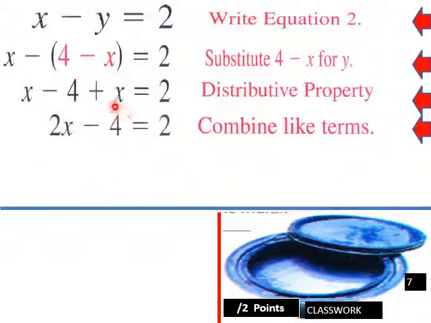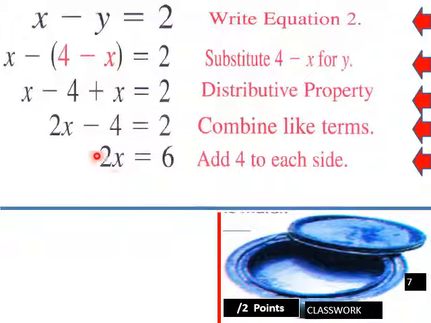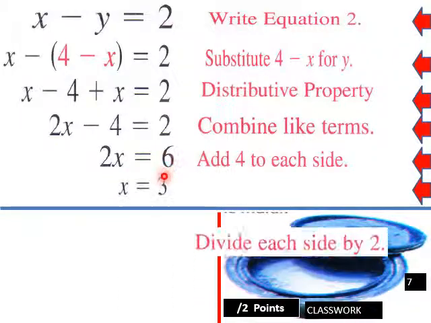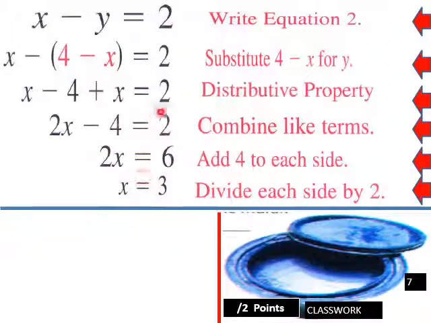And then we get 2x. We combine these terms and we get 2x minus 4 equals 2. We're going to move that 4 over, and we get 2x equals 6, and then x would equal 3. So that would be your basic way of solving a system of equations.